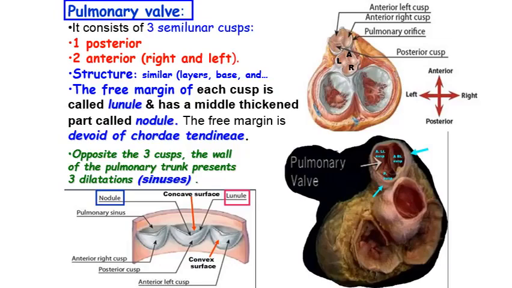The free margin of each cusp, this is the important one. The free margin is called the lunule, and it has a middle thickened part called the nodule. However, the free margin is devoid of any chorda tendini. So the pulmonary cusps do not attach to chorda tendini. Opposite to these three cusps, the wall of the pulmonary trunk presents three dilatations. These dilatations are called sinuses.